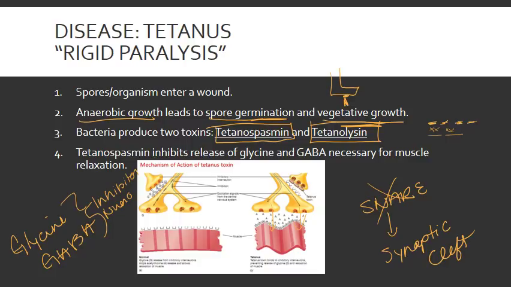And when it cleaves SNARE, it basically makes it so that glycine and GABA don't go where they need to go. And that's what leads to your muscles always being contracted. And that is kind of the phenomenon that is associated with tetanus.